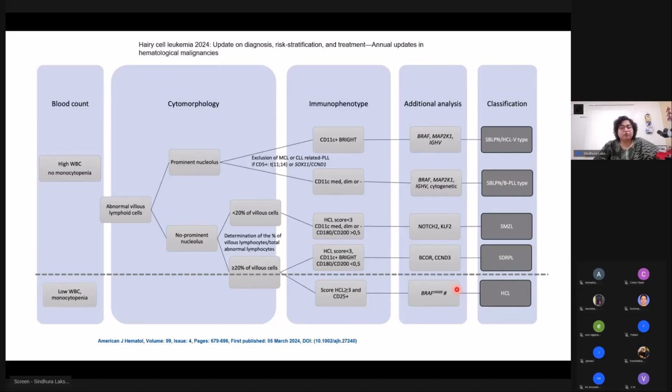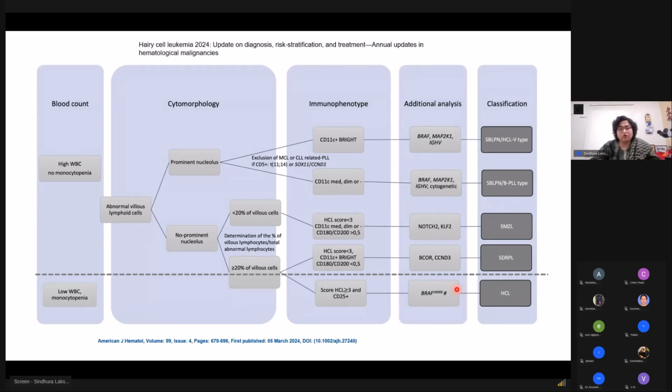At the same time, do flow cytometry and check if CD11c is bright. If CD11c is bright, then look for BRAF, MAP2K1, and IGHV. So it could be splenic B-cell lymphoma with prominent nucleoli or HCL variant. Now, if CD11c is dim or just moderate or only in a subset or negative, again look for BRAF, MAP2K1, and IGHV, and the cytogenetic testing for splenic B-cell lymphoma with prominent nucleoli.